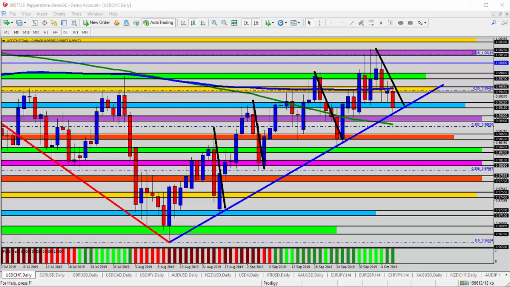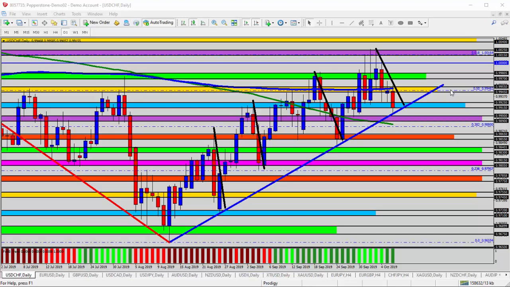Today we're taking a look at the USDCHF, the US dollar versus the Swiss franc, for today's trade analysis. There are really two trends we're going to look at here on the daily time frame. The longer term uptrend, the blue trend line, obviously it's been moving higher for quite a while now.